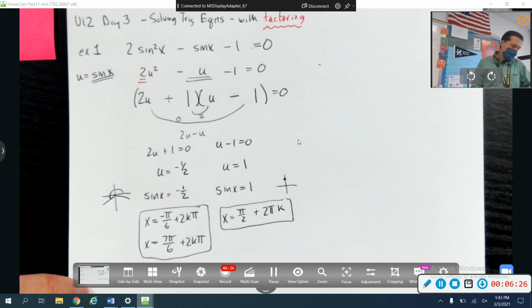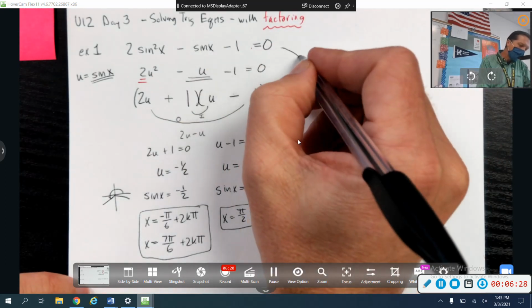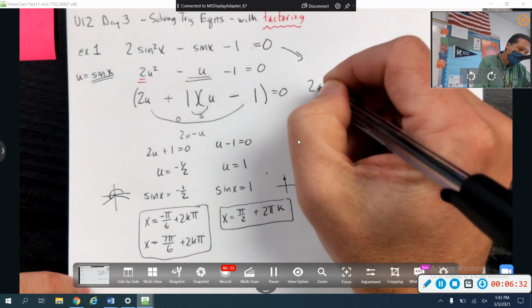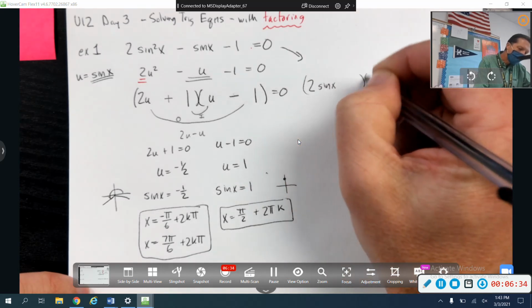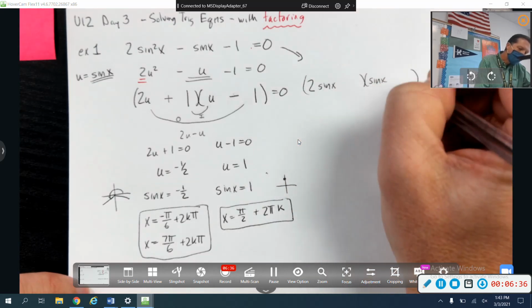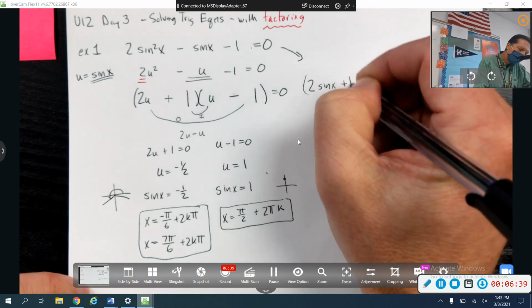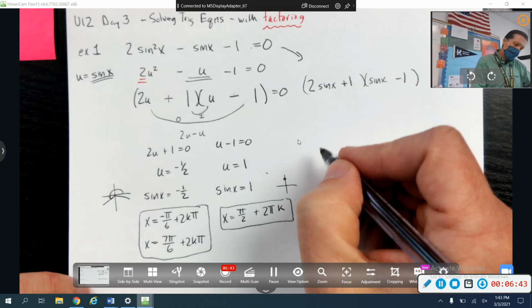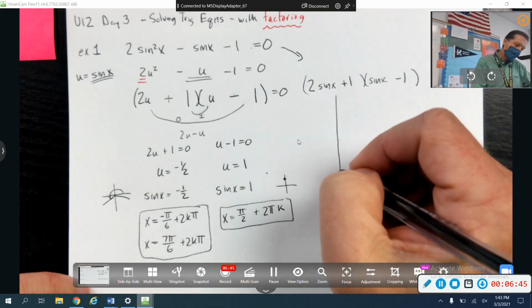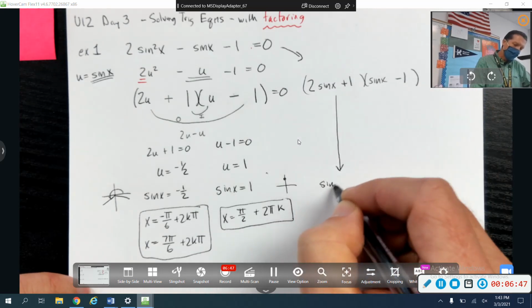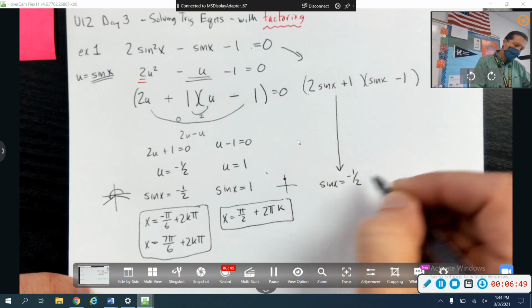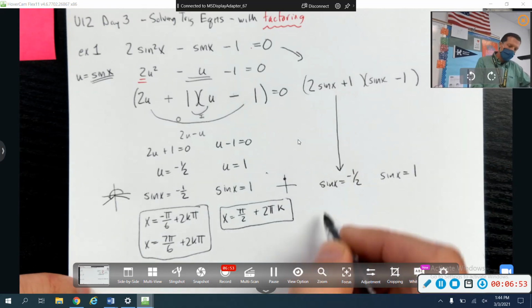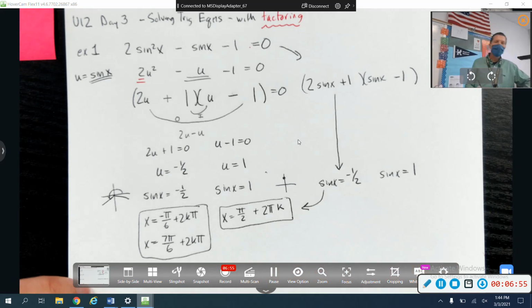Now, here's if you don't mind dealing with the signs, and you don't want to mess with the u's, well, it's going to factor the same way. So 2 sine x, sine of x, plus 1 minus 1. And so from there, many of you would say, well, that means sine of x equals negative 1/2. Sine of x equals 1. And then you're ready to answer the question.